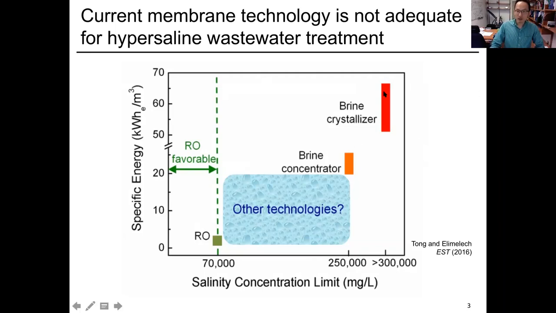There are also other thermal distillation technologies that can handle much higher salinity wastewater, such as brine crystallizer or brine concentrator. But as you can see here, the energy consumption of these thermal technologies is much higher than reverse osmosis. So the question is whether there is any technology that can bridge this gap.